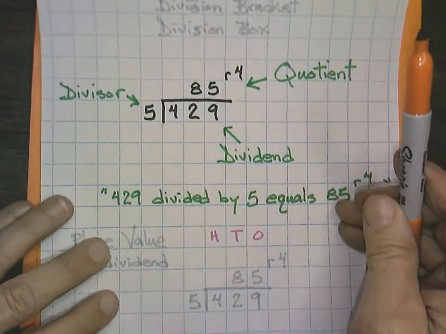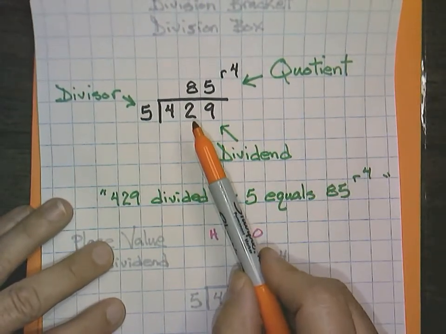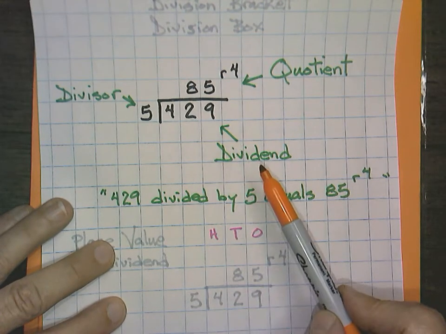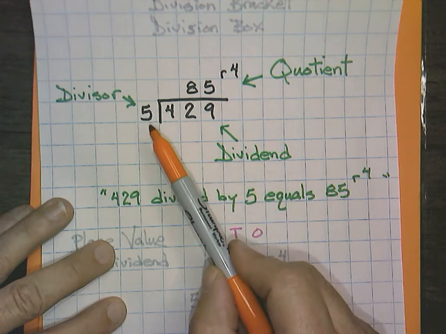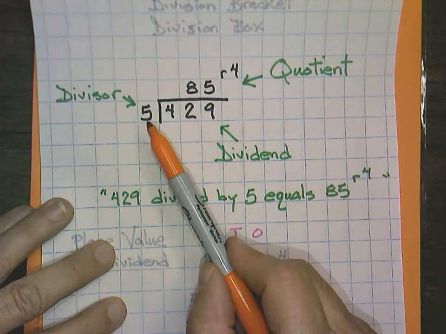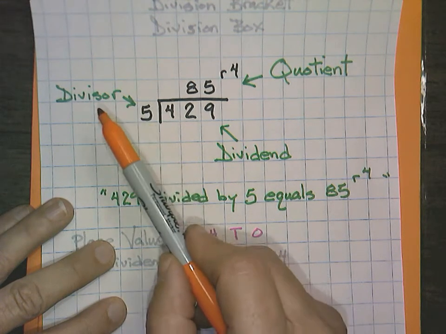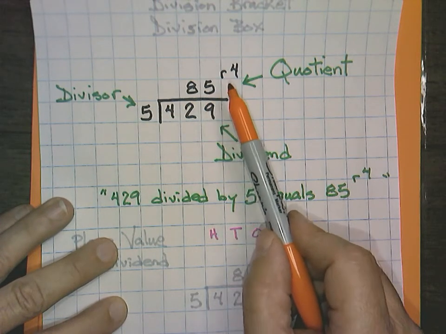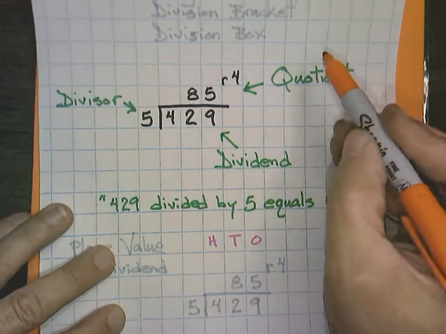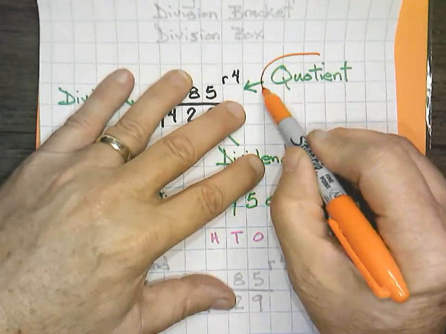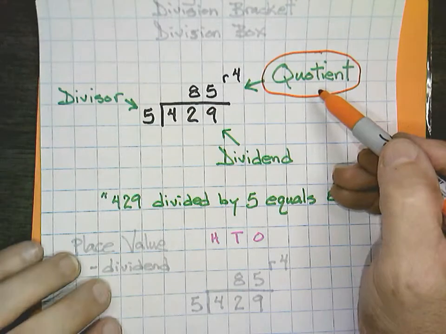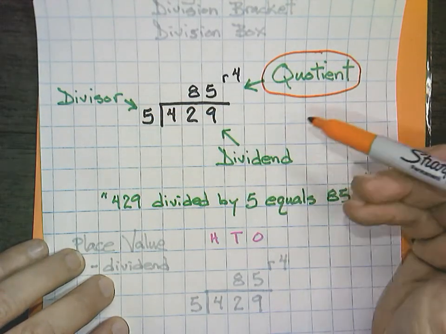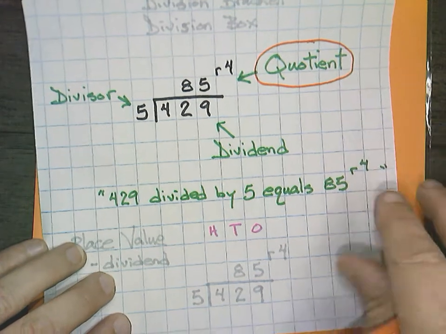Our vocabulary for these kind of problems, the number inside the box that we're dividing up, the large number, is called the dividend. The number of equal groups we're looking for, which in this case is 5, is called the divisor. And the answer in this case, which is 85 remainder 4, is called the quotient. And for purposes of our lesson, again, in fourth grade math, we want to make sure you know quotient. It's good to know these terms, but really make sure of the three that you know that one.